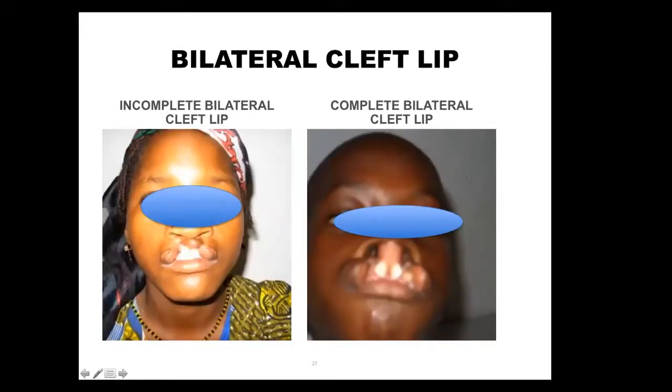Here we have the bilateral cleft lip. This is an incomplete one that is also only involving the lips. The alveolus is not cleft, and the nose is intact. And here we have the complete one. You can see the alveolus and the floor of the nose are all affected. This is a complete bilateral cleft lip.